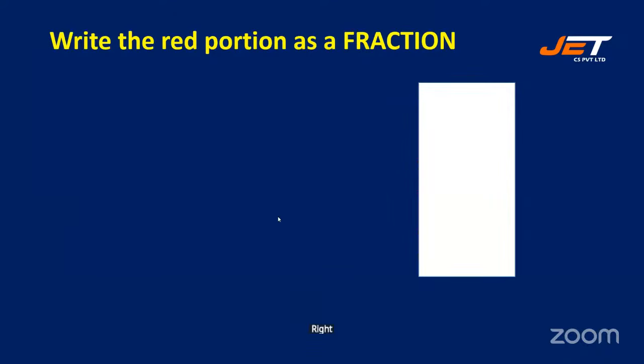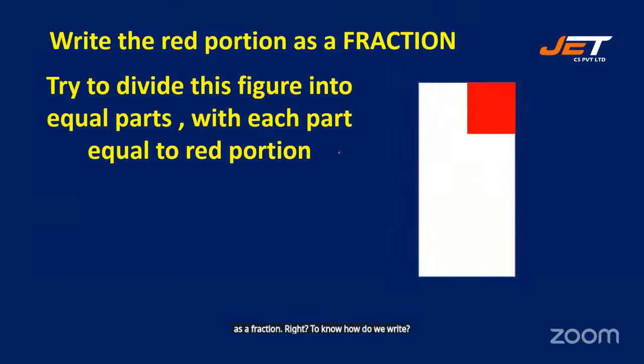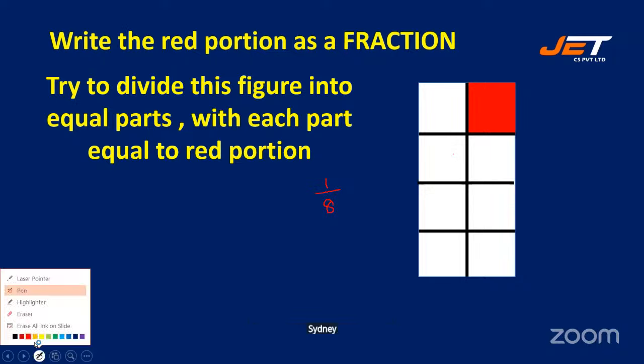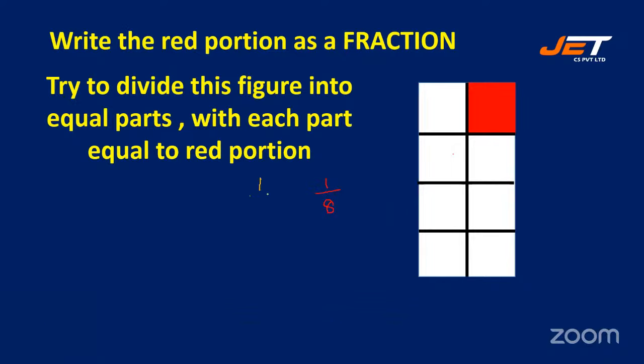Right. So now we write the red portion as a fraction. How do we write it? Try to divide this figure into equal parts with each part equal to the red portion. Now you have 1, 2, 3, 4, 5, 6, 7, 8. So out of 8, only 1 is being shaded, isn't it? So it is 1 by 8.